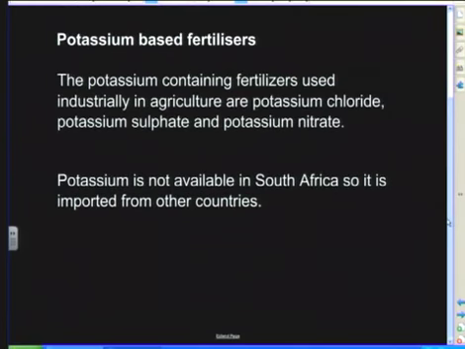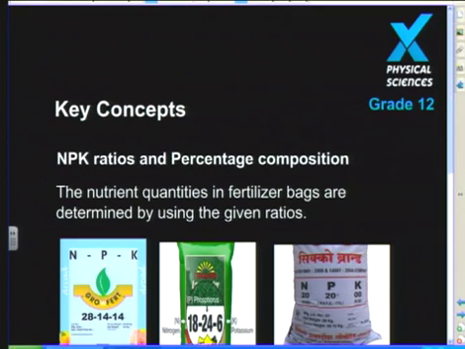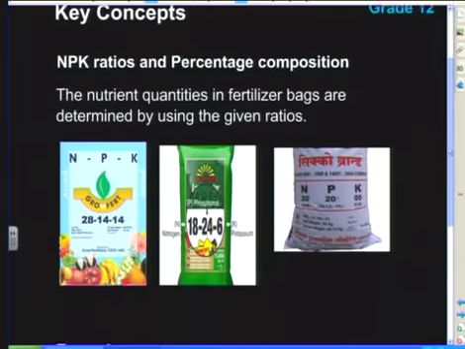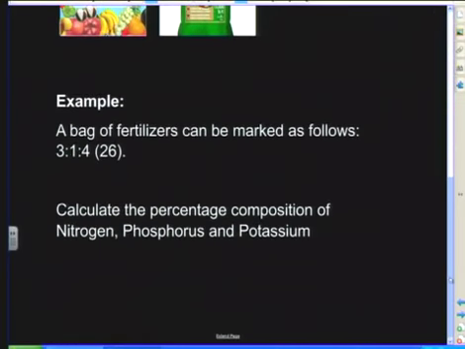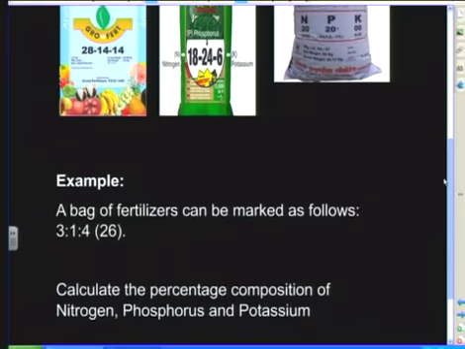Okay, with potassium, we import it. It's not available in our country. We import it from other countries. All right, potassium-containing fertilizers. And then quickly, this is where I really want us to be, and this is where I believe Abednego will be happy.